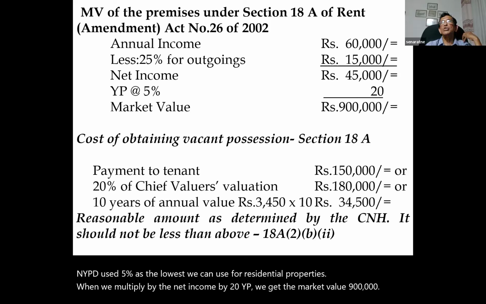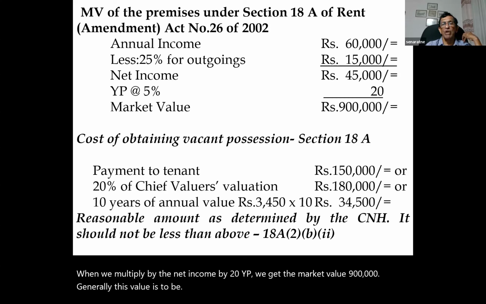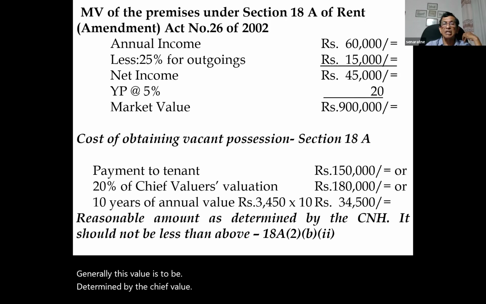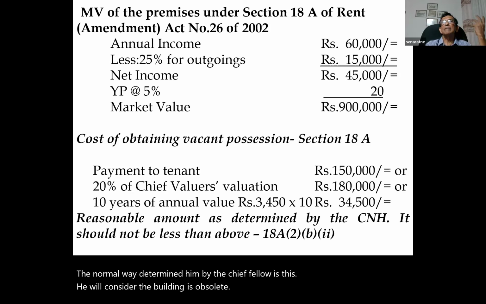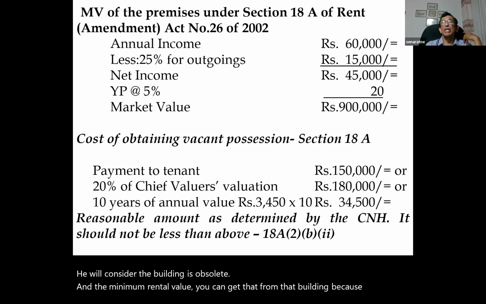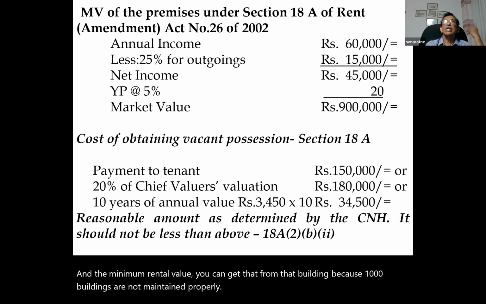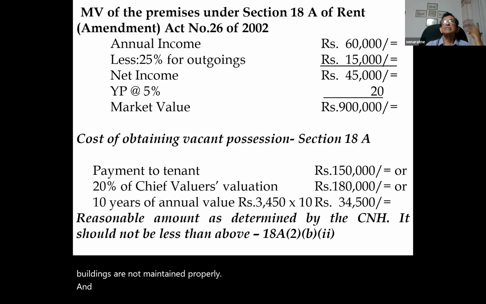Generally, this value is to be determined by the chief valuer. The normal way of determining by the chief valuer is this: he will consider that the building is obsolete, and the minimum rental value you can get from that building, because tenanted buildings are not maintained properly, and also the age is about 45. Therefore, the minimum YP you can adopt, 5 is the minimum, that is 20 YP. Therefore, the market value is 900,000.